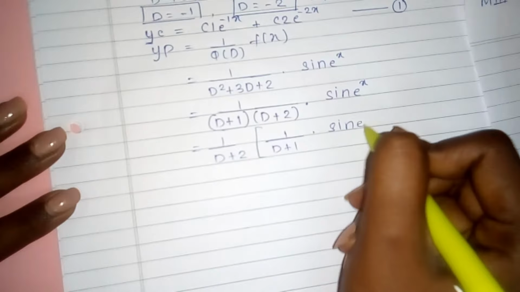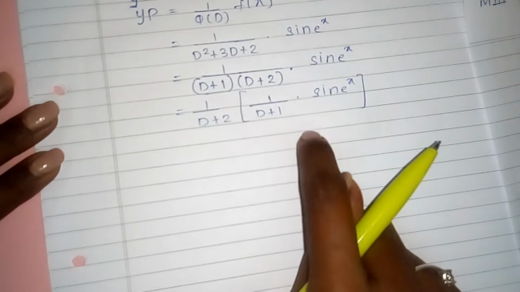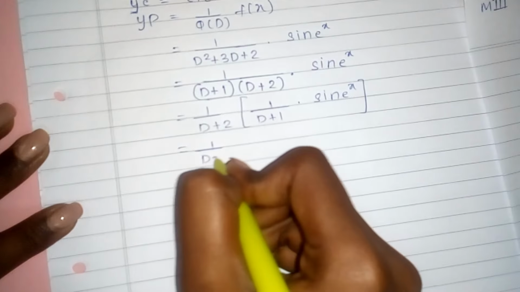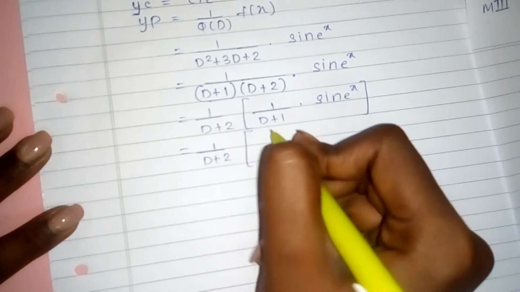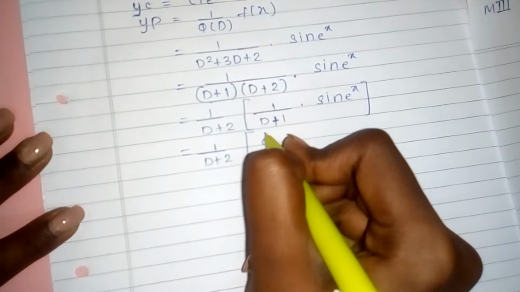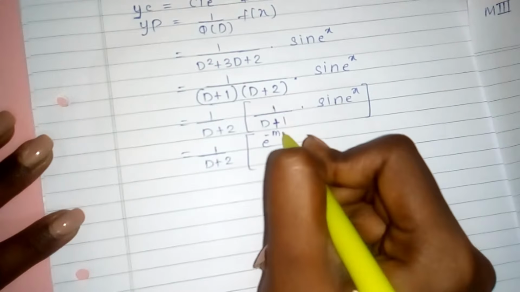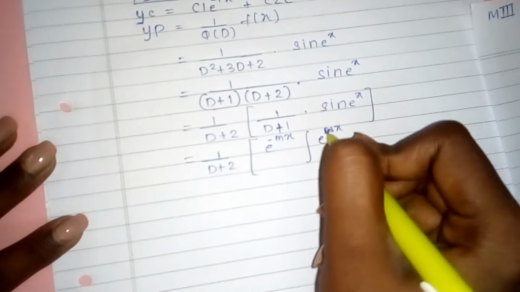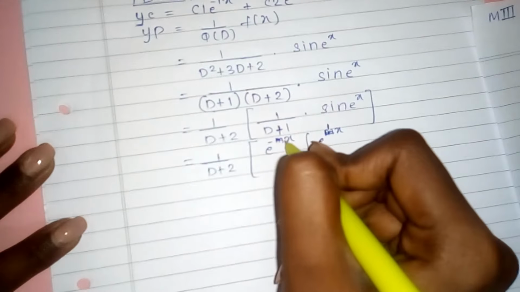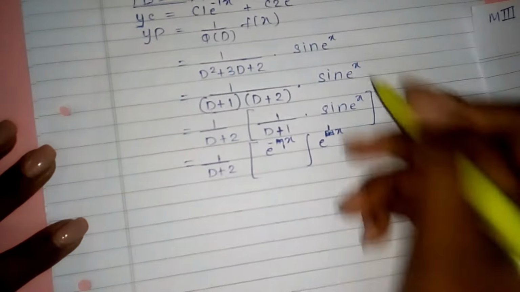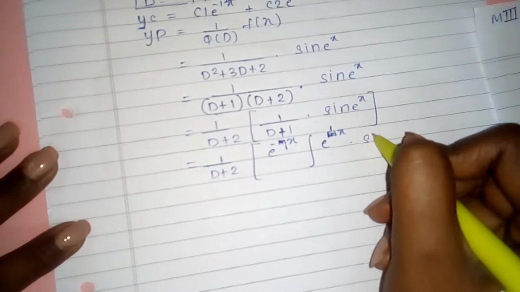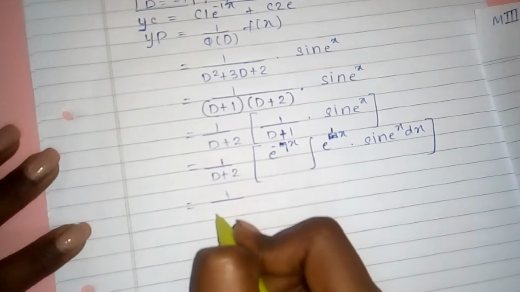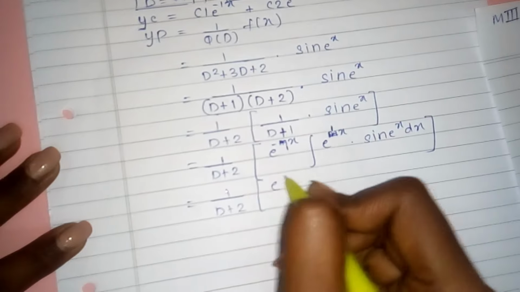Now we'll apply the formula. General method formula will be applied over here. 1 upon D plus 2 remains outside, and as it is plus over here, e raised to minus mx, minus is taken outside, and integration of e raised to mx, that is, m is 1 over here. So mx into f of x, that is sine e raised to x dx. So 1 upon D plus 2 e raised to minus x integration of e raised to x into sine e raised to x.